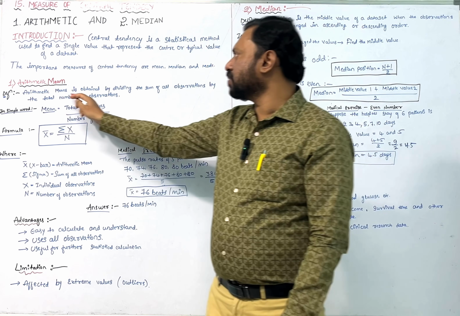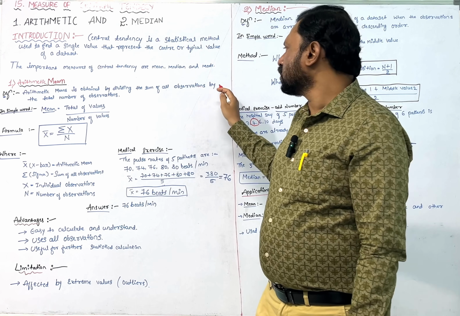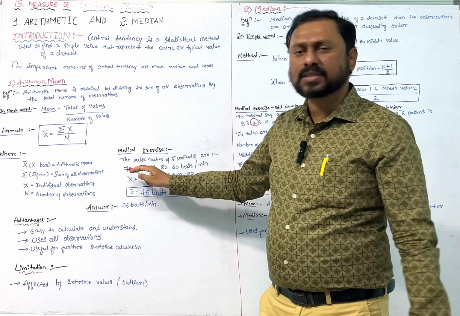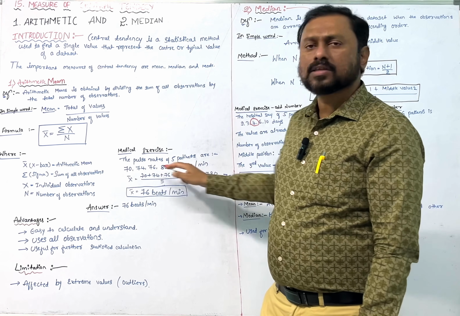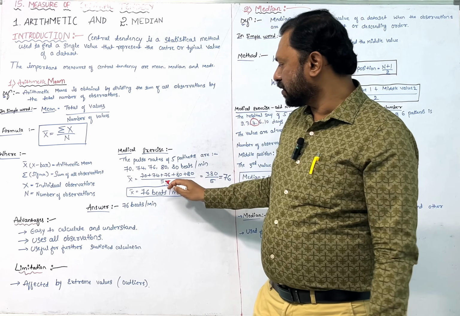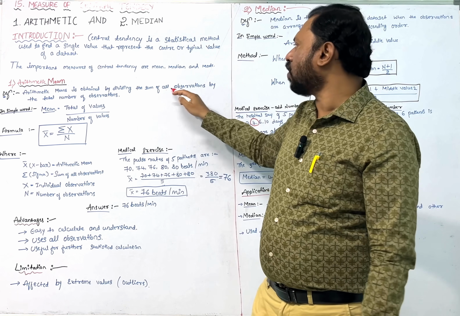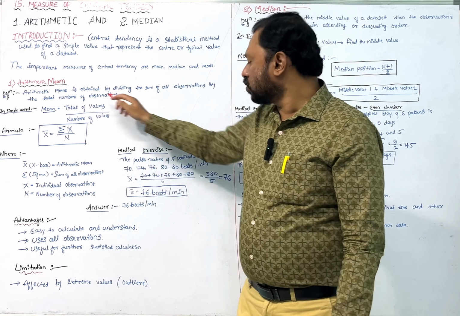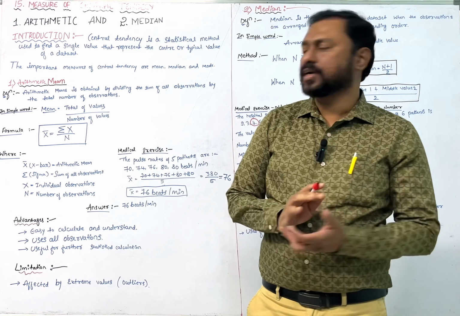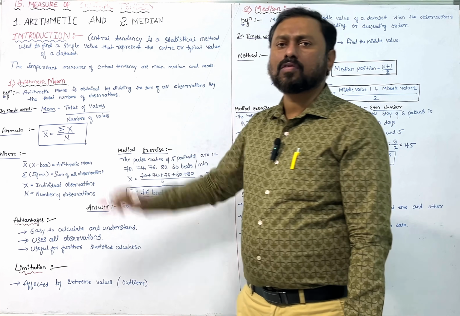What is meant by arithmetic mean? Definition: the arithmetic mean is obtained by dividing the sum of all observations by the total number of observations. Suppose you have taken the pulse rate of 5 patients, 70, 74 and so on; the sum of the observations is divided by the number of patients, 5. This is called arithmetic mean. In simple words, mean means total of values divided by number of values.